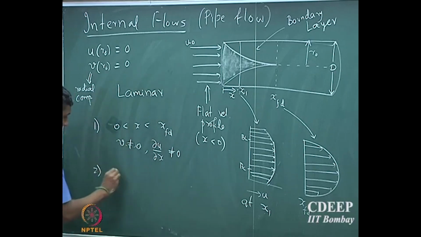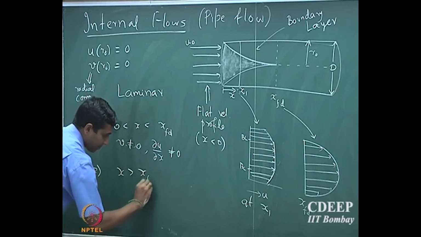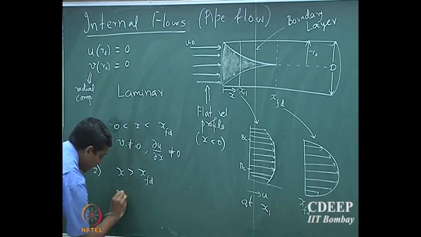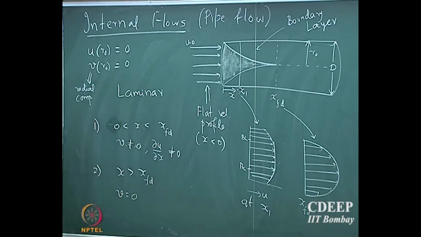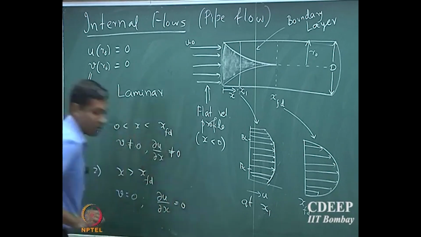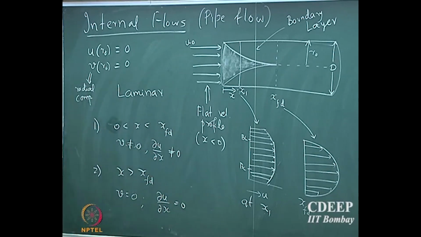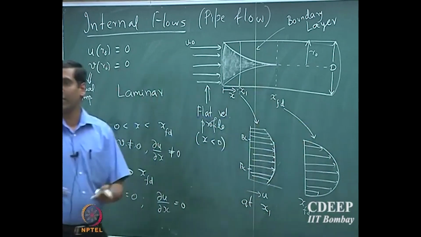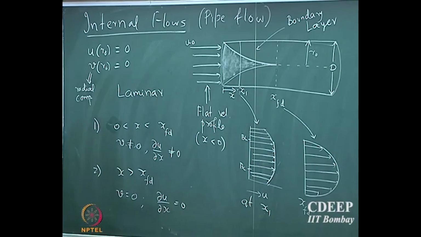But then if x is greater than x_fd, that is, if you reach the fully developed regime, suddenly you will see that the y component velocity goes to 0, and then du/dx will also be 0. The velocity profile does not change, the fluid will continue to move in that direction, but it will have a definite parabolic profile.